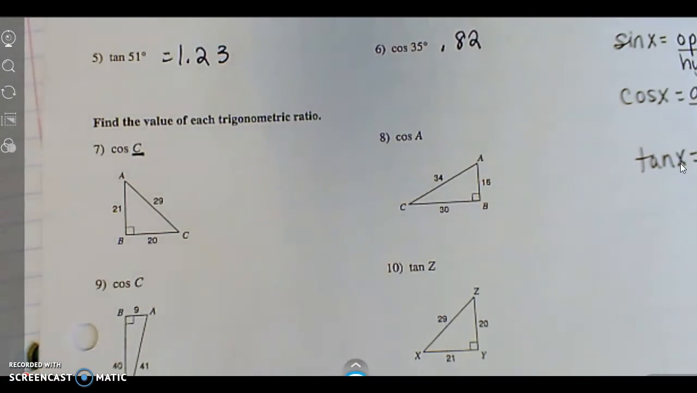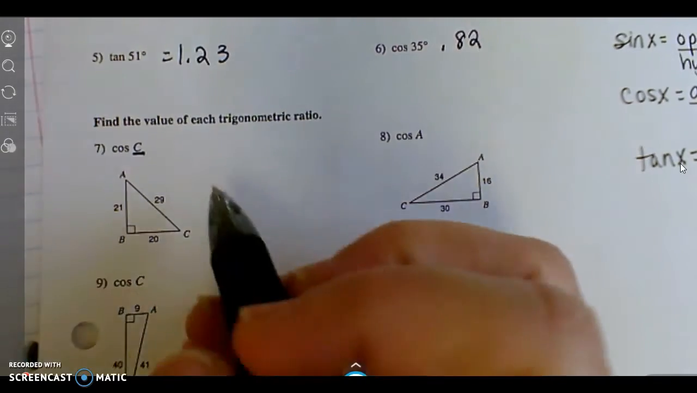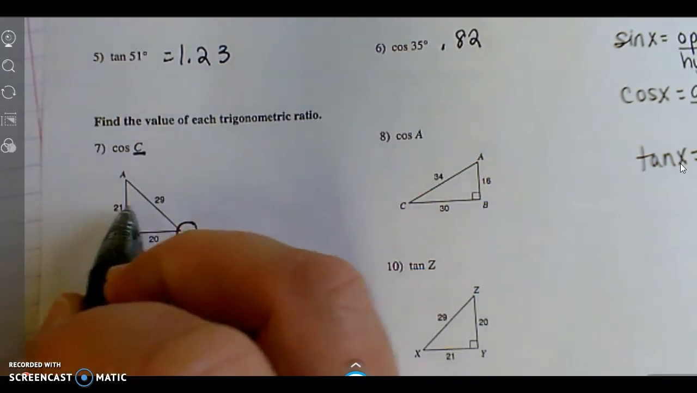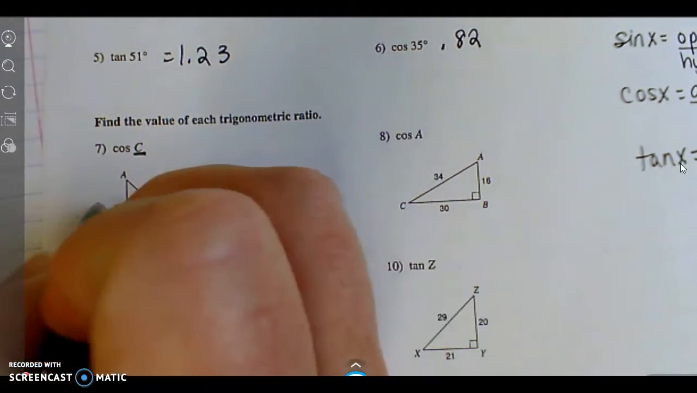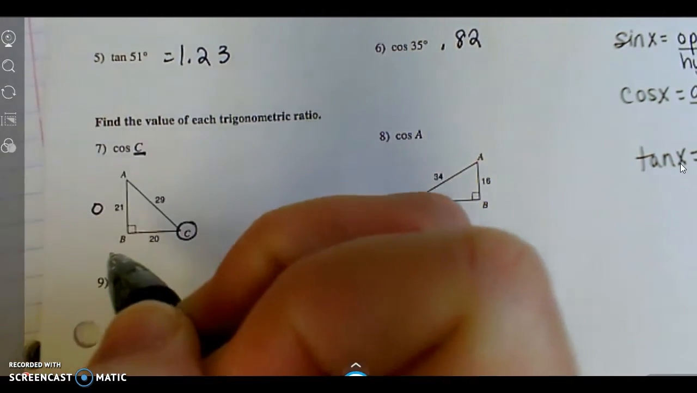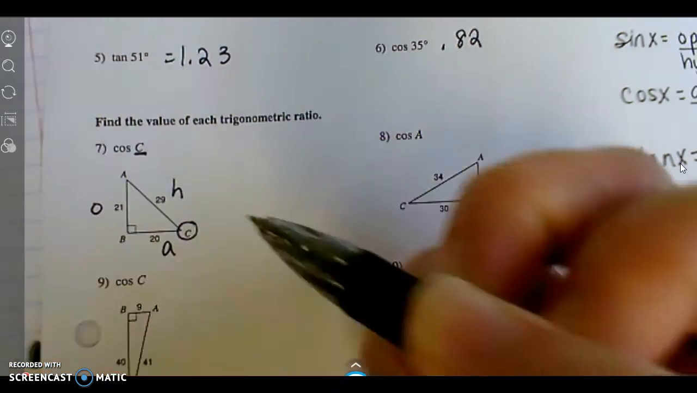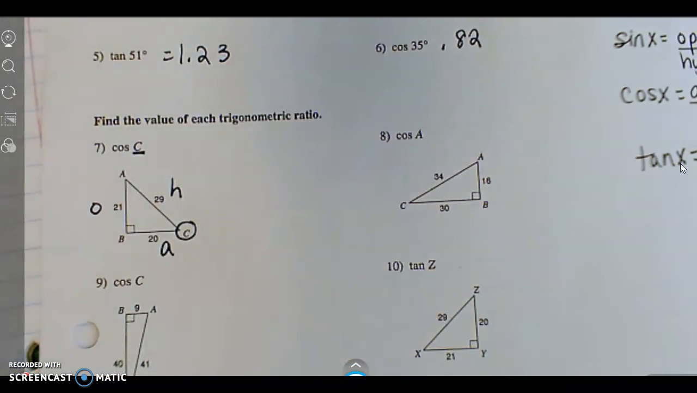You know when we did opposite, adjacent, hypotenuse? Well, that's the thing that we do first. So C is the angle I'm interested in, so I'm going to first label the sides. Across from the C is the O, across from the 90 is the H, and the other side is A. Okay, now I have everything labeled.